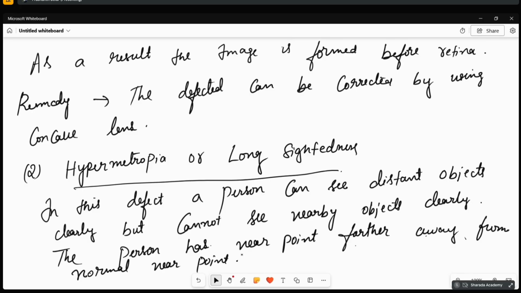That means your far point increases or near point increases? Near point increases.